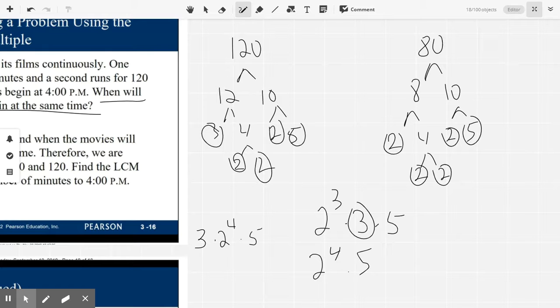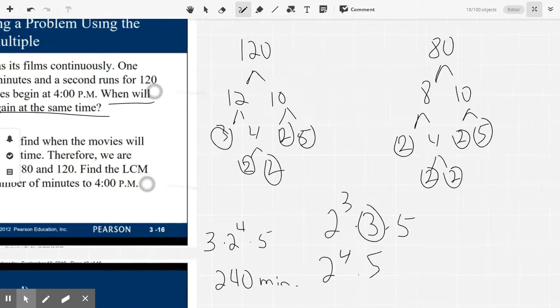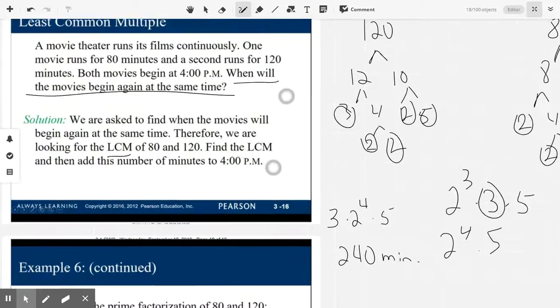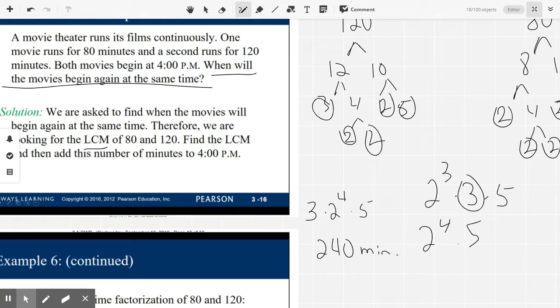And every 240 minutes, the movies will restart at the same time again. Now, does that answer my question? No, it doesn't, because it asks me what time will that be? Well, 240 minutes after 4 o'clock is going to be what? Well, what's 240 divided by 6? And we can figure out how many hours that is. Divide that by 6. That is not 40 hours. 240 minutes divided by 60, not 6. There's 60 minutes in an hour, not 6.